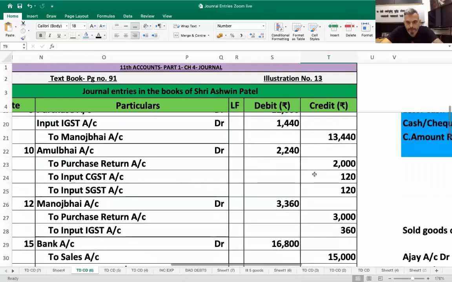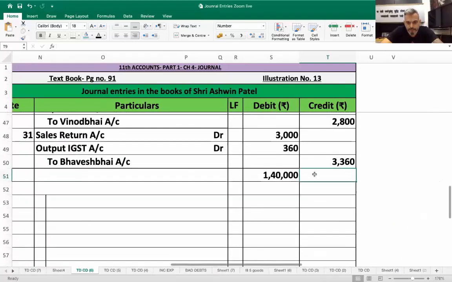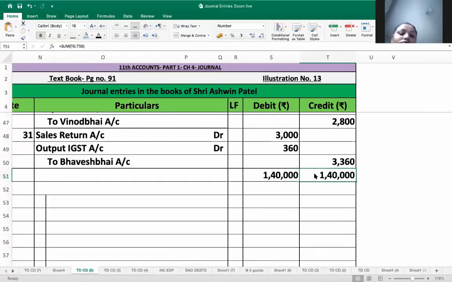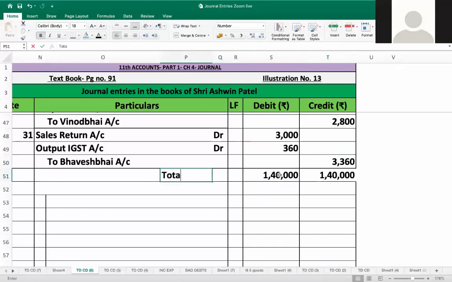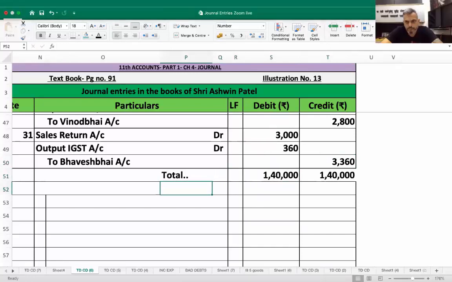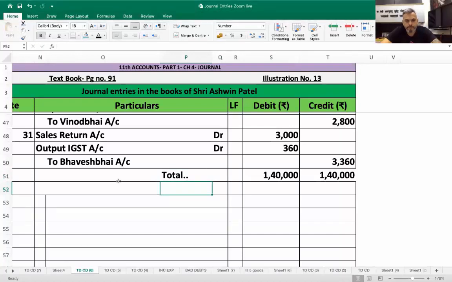So 1,40,000 and 1,40,000. Done. Total. Yes, sir. Double underline.